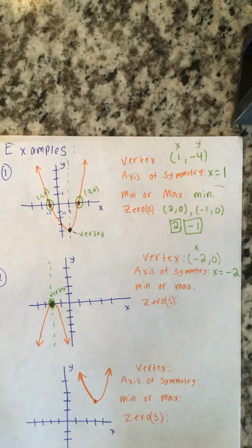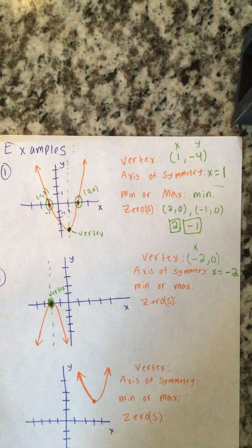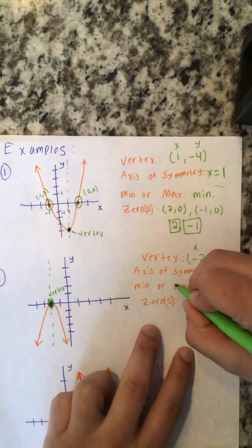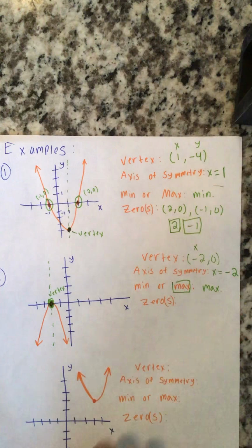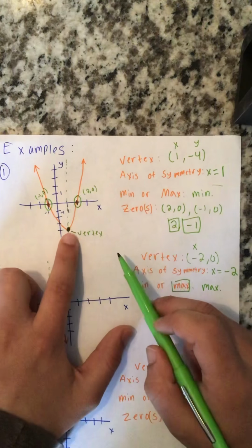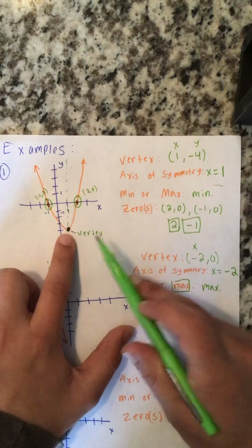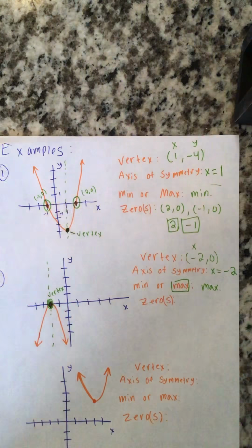That's it. Now for min and max, okay, what that means is, do we have a minimum value or a maximum value, okay? So just by looking at it, since my vertex is the highest point, that means I have a maximum value. So I'm gonna go write max here, okay? Because this vertex is the highest point. You see the difference? This one was the minimum. It was the lowest point, so we write minimum. This one's the highest point, so we write maximum, okay?